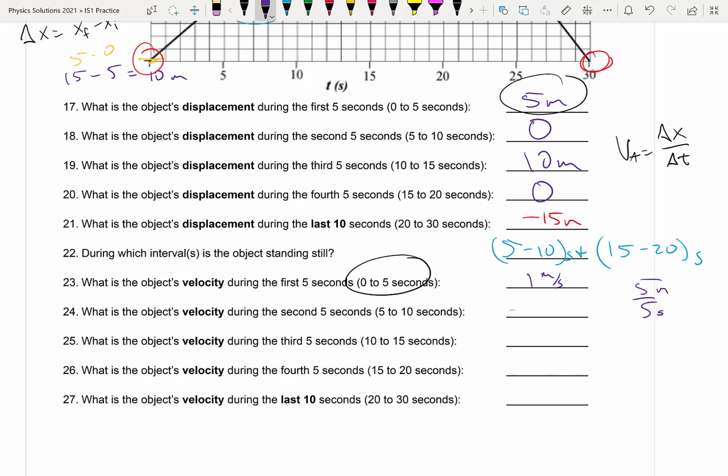As we've established, 5 to 10 is 0, and 15 to 20 is 0. So to get the third velocity from 10 to 15, my displacement is 10 meters, divided by my time, which is 5 seconds. So it's going to be 2 meters per second. And then lastly, for the last 10 seconds from 20 to 30, my displacement was negative 15. So that's going to be negative 15 meters over 10 seconds. And that gives me negative 1.5 meters per second. And that's going to go in there.